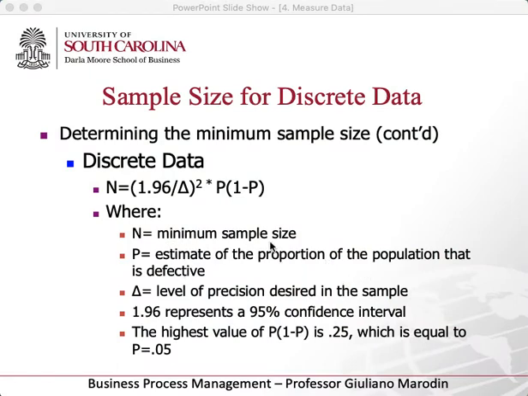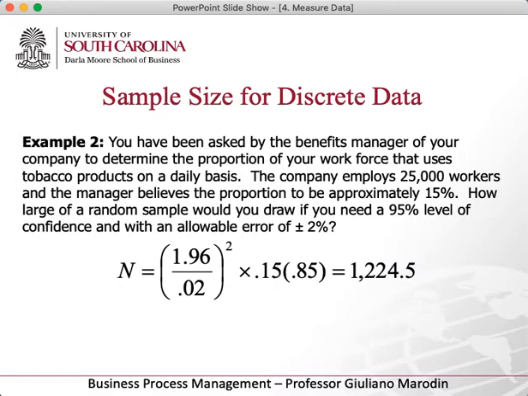So n minimum simplest, we already know that, and that's p times 1 minus p, and p is the probability, or the percentage. Let's take a look at this example.